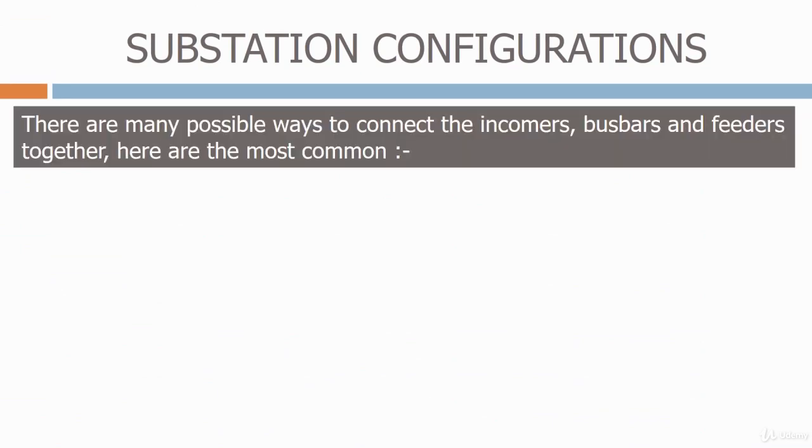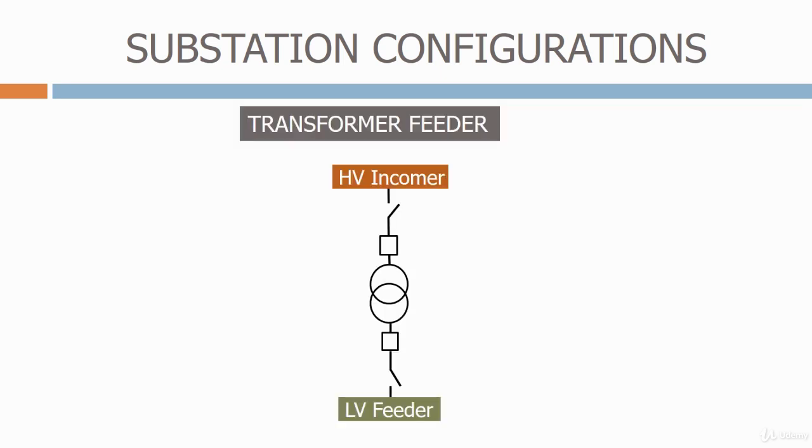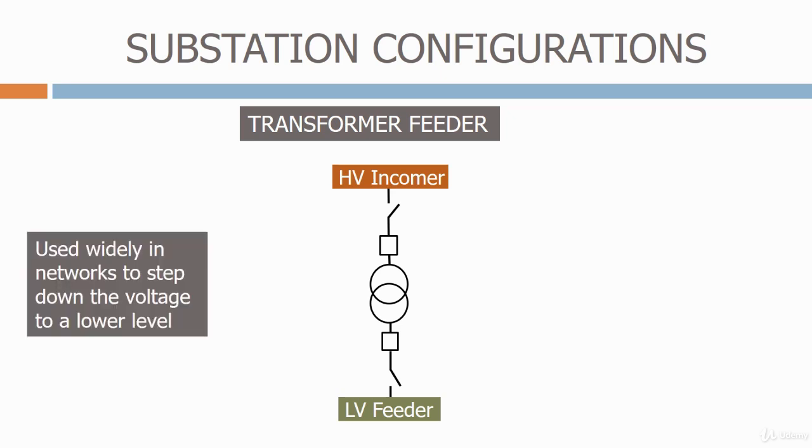There are many possible ways to connect the incomers, bus bars and feeders together. Here are the most common. The first type is a transformer feeder. This is a very simple circuit with a high voltage incomer, a transformer to step the voltage down, and a low voltage feeder. These are used widely in networks to step down the voltage to a lower level.